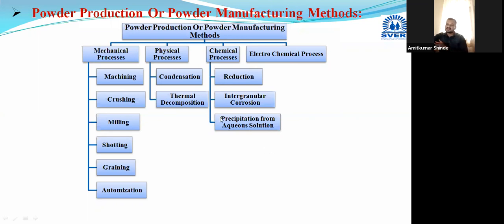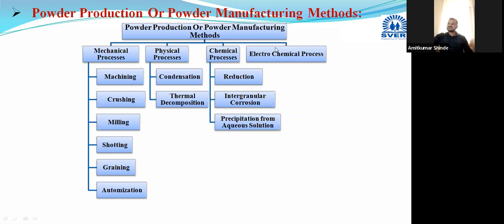The shape of the powder particles obtained with the help of this precipitation from aqueous solution is dendritic. Dendritic means a tree-like structure: one stem will be there and some branches will be there. We have already discussed this dendritic shape. Powder particles of very high purity are obtained in this precipitation from aqueous solution. So these are some of the chemical processes.